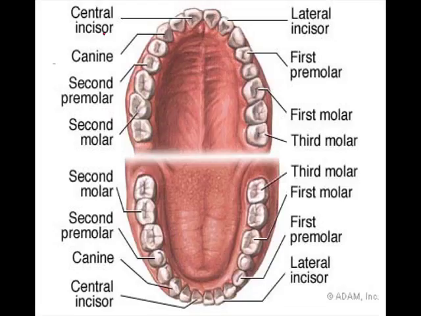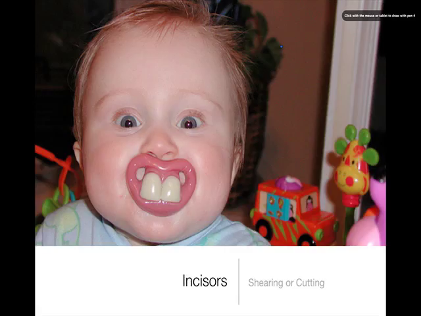In this diagram, you can see the four classes of teeth: the incisors, the canines, the premolars, and the molars. Incisors are the anterior teeth. There are four in the upper arch and four in the lower. Their function is for shearing or cutting food during chewing. There are no cusps in these teeth. The surface area of the teeth used in eating is called the incisal ridge or the incisal edge.